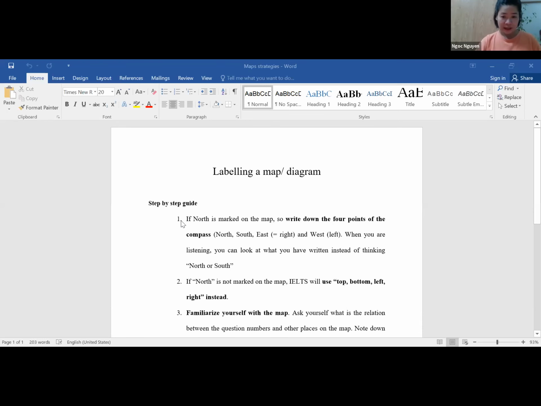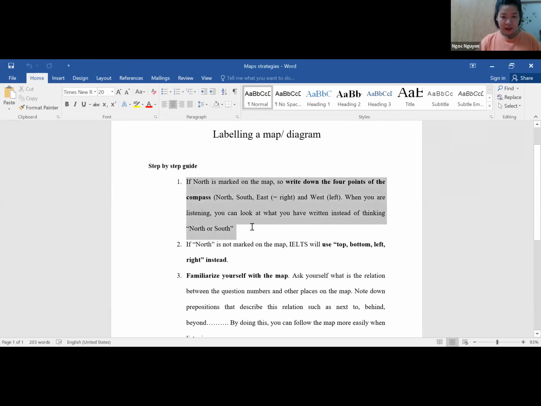Let's look at this. Number one, a very first thing that you need to do in order to free your mental resources, so that you don't have to think about the map or what is there on the map, you can just focus on listening. It's very important. If the word north is marked on the map, write down directions. Everybody write down 4 points of the compass. And please note that your right is your east and your left is your west.